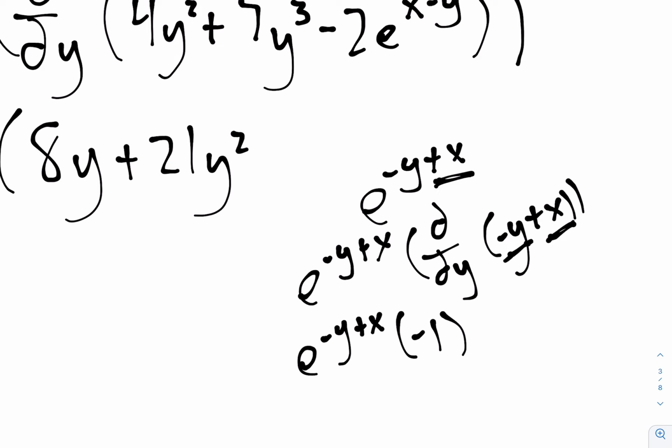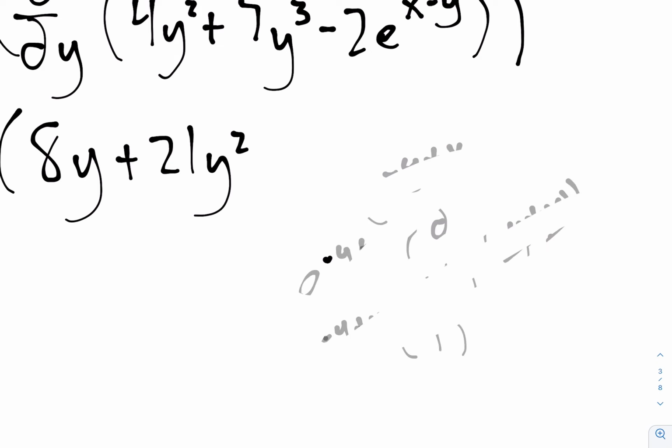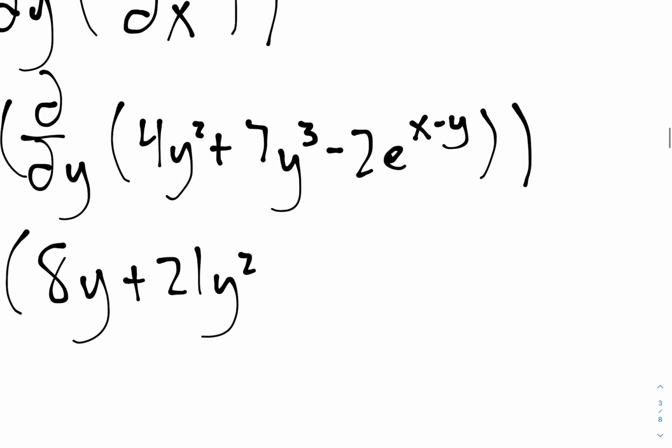And we had that 2 there, right? We already had that 2 there, so we had -2 out in front. If we're multiplying that by -1, that means we're going to be adding 2e to the x minus y.